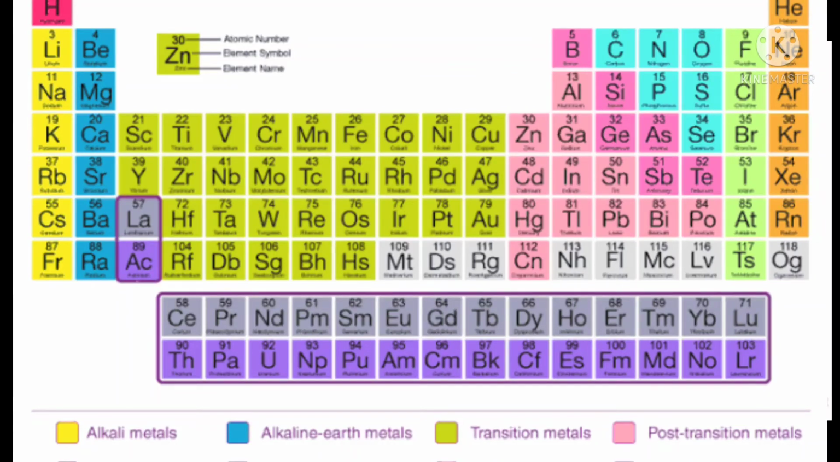The 18th group elements are called the noble gas group. The 17th group elements are called the halogen family. There are two series of inner transition elements, each having 14 elements. The elements in which 4f orbitals are progressively filled are called lanthanides, atomic number 58 to 71. Those in which 5f orbitals are progressively filled are termed actinides, atomic number 90 to 103. In the next class we will discuss in detail.